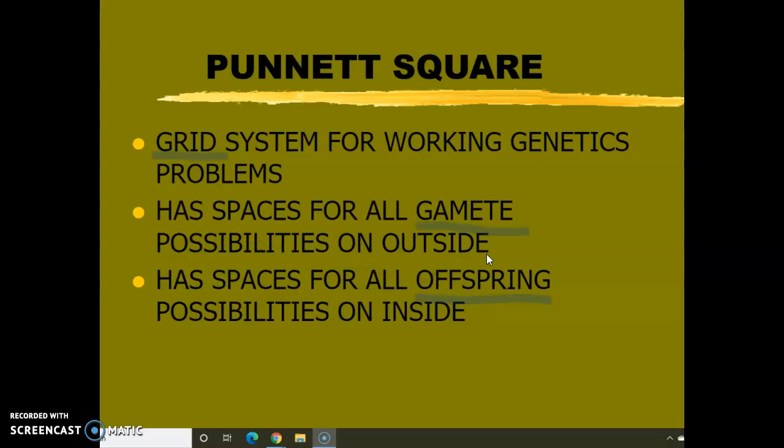All right, Punnett square. I know you've done these with Miss Trollo. It's a grid system.